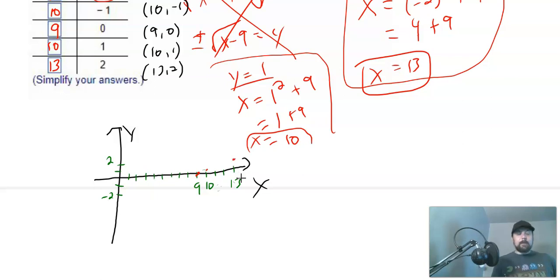Right, so it should look like that. And then we have 10 comma negative 1. So this is where it gets a little confusing, right? Because we have 10 comma positive 1, but then we also have 10 comma negative 1. And then 13 comma negative 2 is our first solution there. And so what you end up finding is a curve that's going around like this.